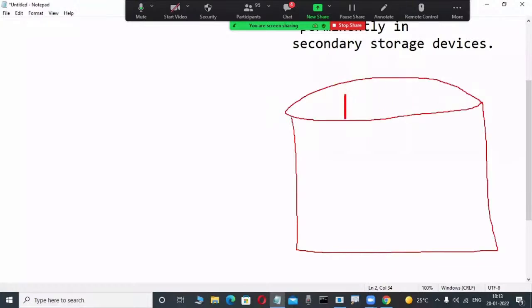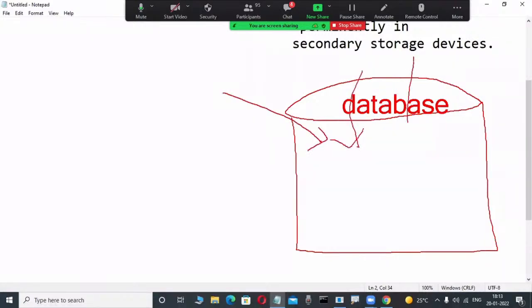So many people think like that. They think that in this place we are storing data, a random collection of data. That is absolutely wrong.